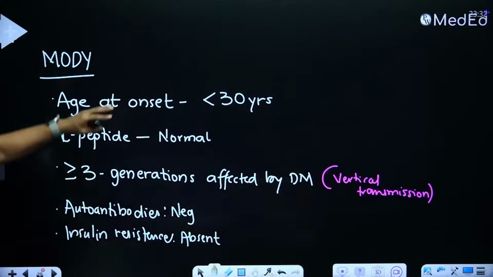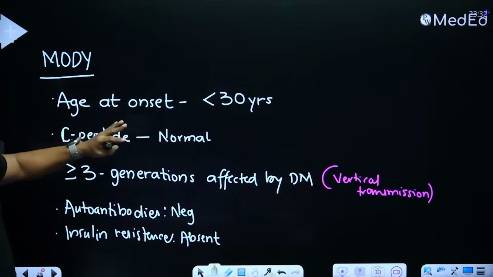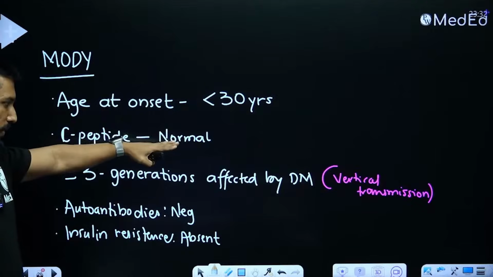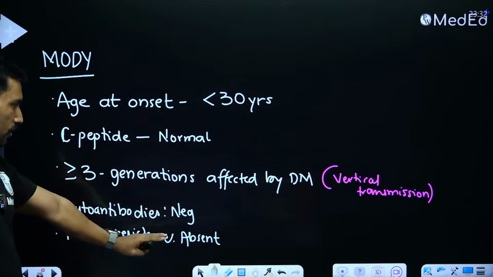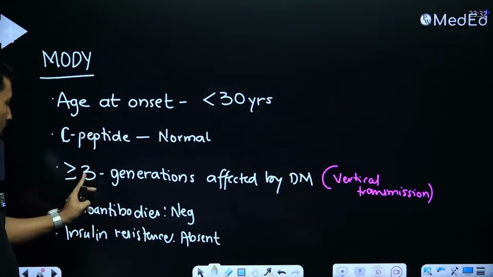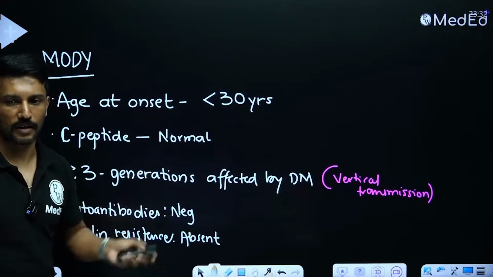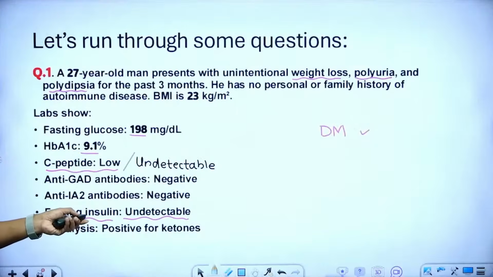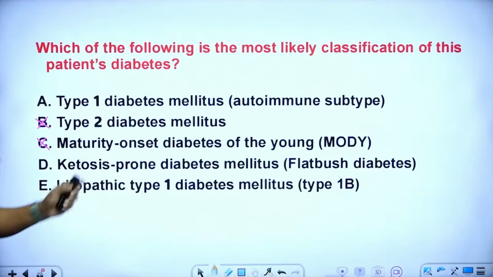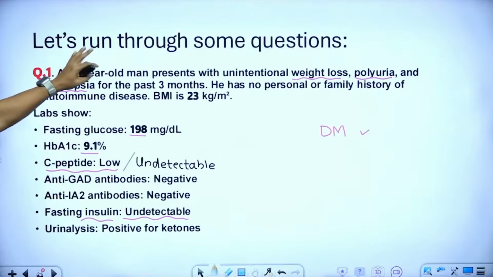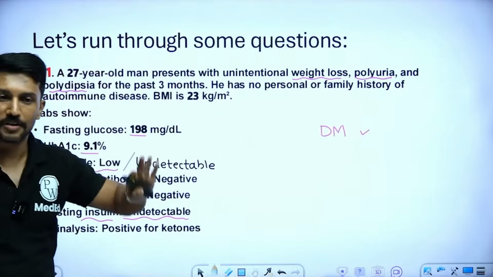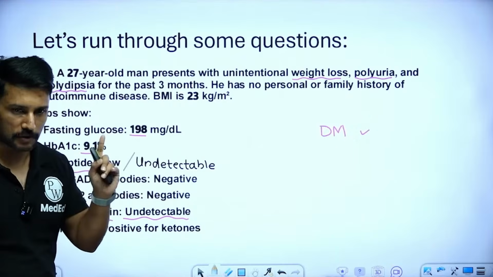So young individual presenting with diabetes with normal C-peptide levels, but no antibodies, no insulin resistance, and at least 3 or more than 3 generations affected by the diabetes mellitus, being an autosomal dominant mode of inheritance. So can this be MODY here? What are the factors going against the MODY? Question is not talking about 2 or 3 generations being affected with diabetes, first point.